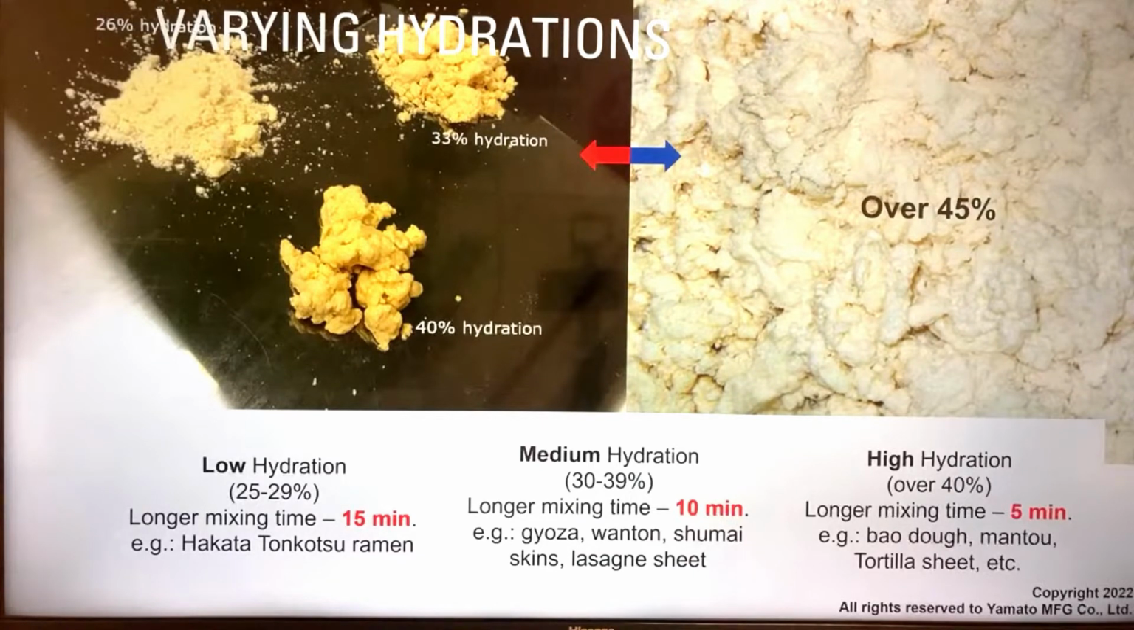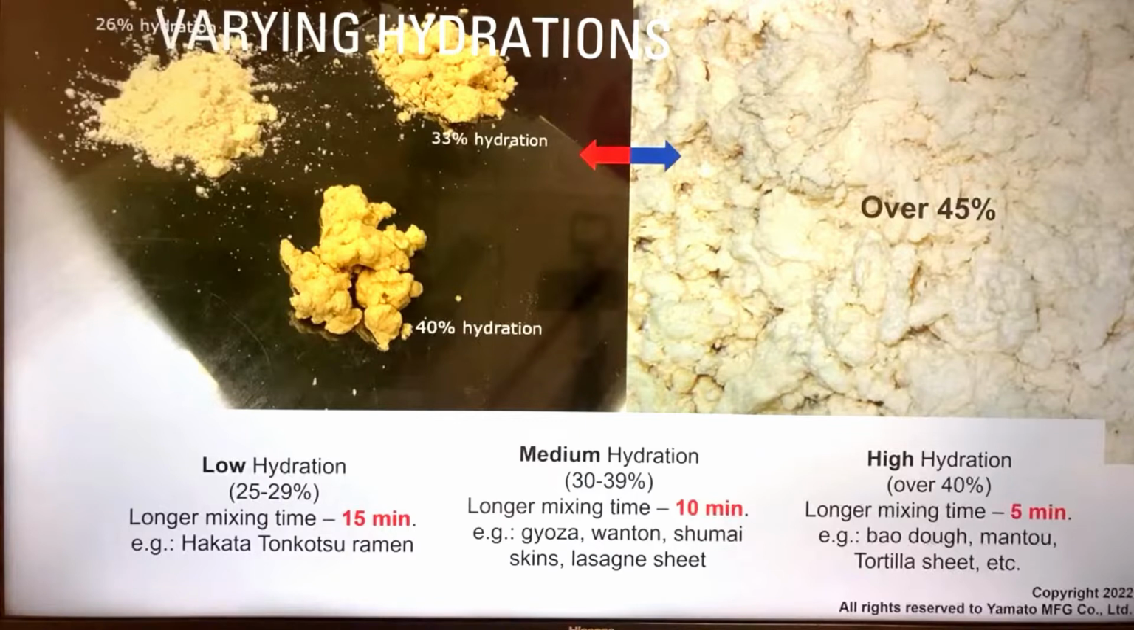How much liquid are we adding to the flour? It varies, from low to high. Basically, we categorize types of noodles by their level of hydration: low, medium, and high. What varies is the mixing time: the lower the hydration, the longer we have to mix. Famous low hydration noodles would be Hakata Tonkotsu ramen noodles.